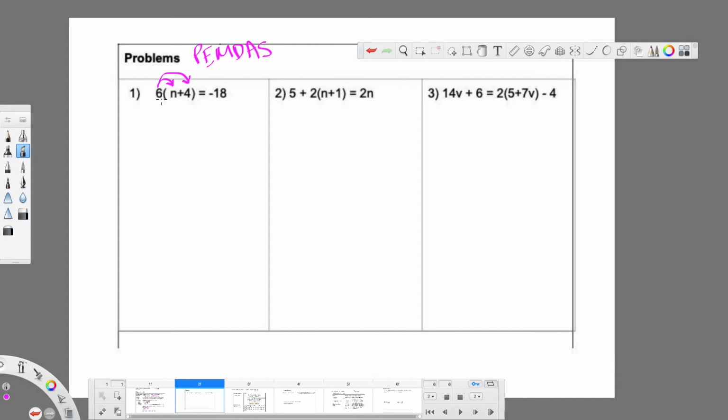6 times n is 6n. 6 times 4 is 24 equals negative 18. Once I've distributed this, I can drop the parentheses here. So now I don't have any exponents. I don't have any multiplication or division I can actually perform on the side that needs to be simplified, or addition or subtraction, because, again, I'm multiplying by an n. I'm adding 24 to the n, but I can't do these things right now for simplifying. So we're done simplifying. Remember, simplifying goes in from left to right.